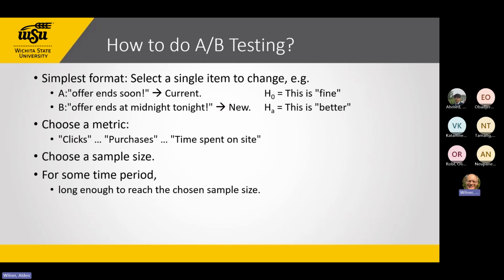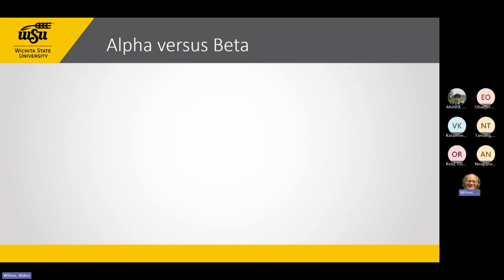For some time period, long enough to reach that chosen sample size, we randomly offer option A to half of our visitors and option B to half of our visitors. So we just randomly present the page in two different formats simultaneously to different people, right? And so our theory is that by presenting it simultaneously to random different people, we'll get a nice unbiased result.